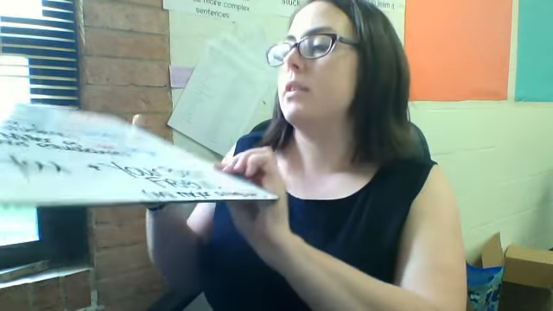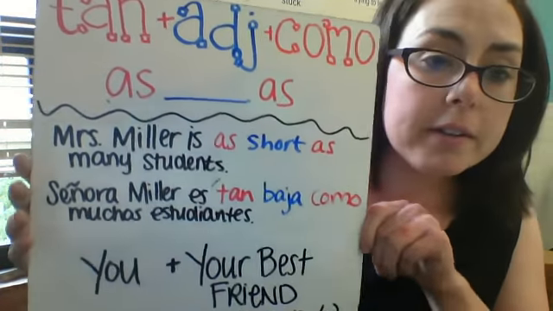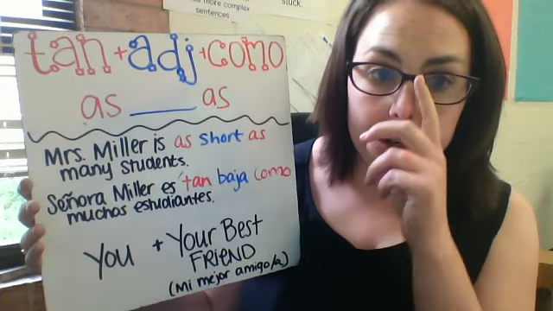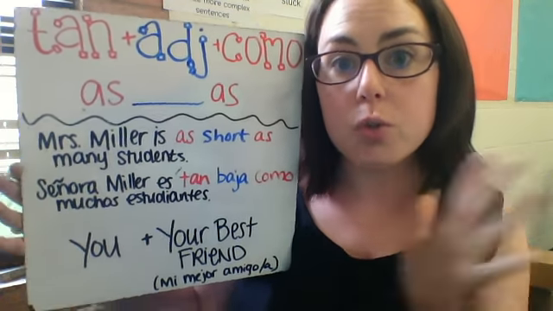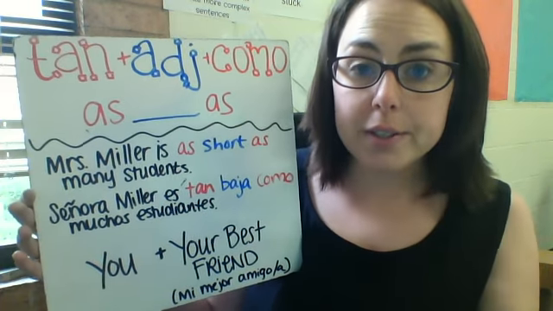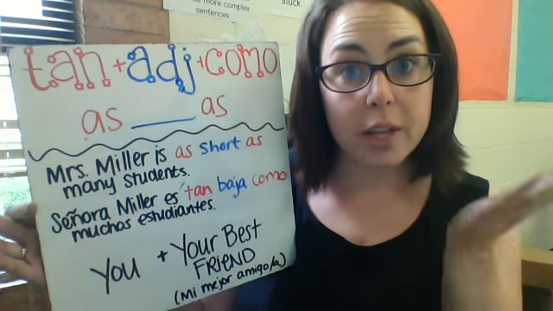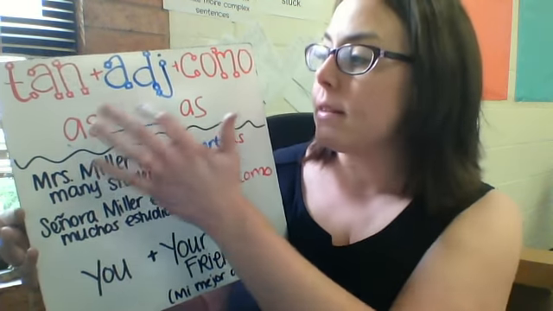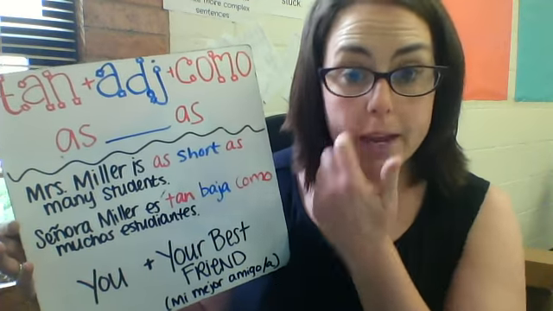All right, our third comparison that uses adjectives is a comparison of equality. The other two are comparisons of inequality, where we're saying that two things are not equal. Tan plus an adjective plus como is a comparison of equality because I'm saying that two things are the same. Okay, as something, as is what we would say in English.